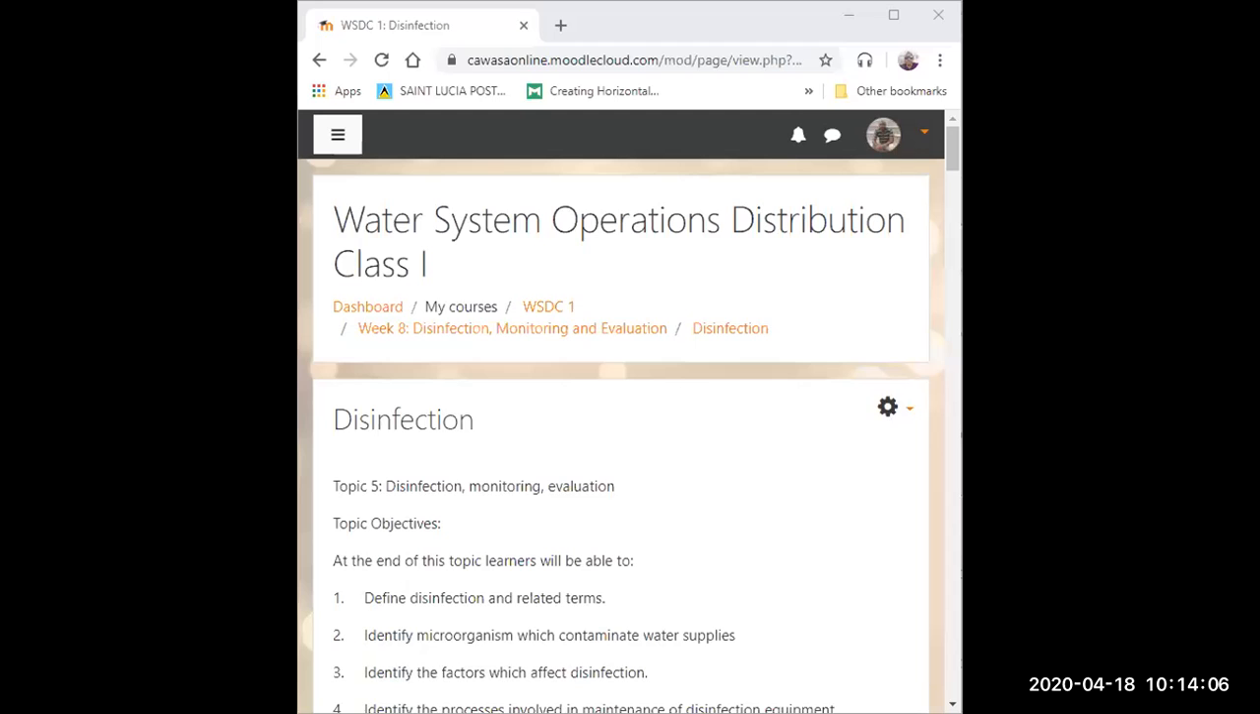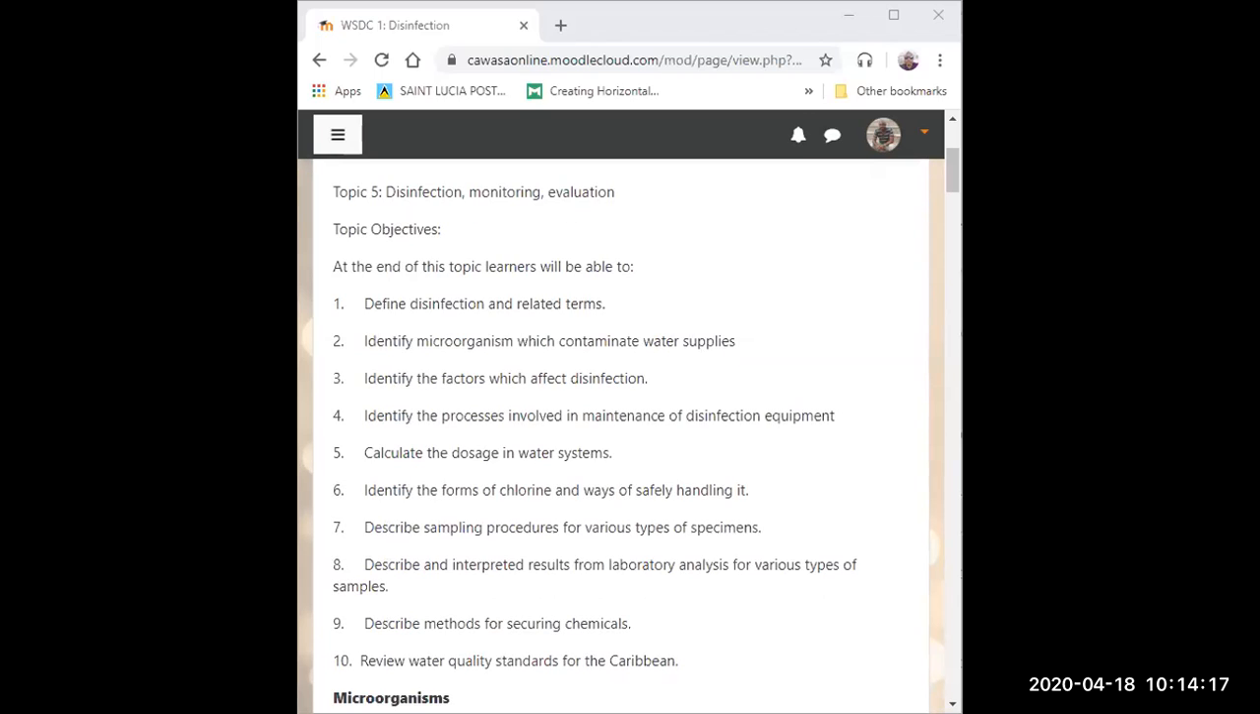All right, so today we have a few things that we want to cover. I'm here on the Kawasa online page, the forum or platform where we have most of the content that we are using to study and prepare for the certification examination. There are about 10 objectives that are supposed to be covered for the week. Today, I'm going to attempt to cover a few of them. I am going to, however, spend most of the time, all of the time, on disinfection, a very important topic for the certification.